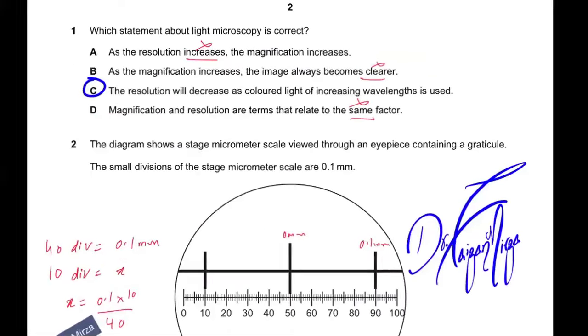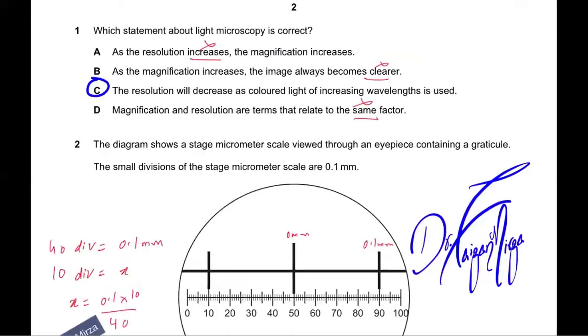Question 1 deals with light microscopy. It's asking which statement about light microscopy is correct. As the resolution increases, the magnification increases. No, there's no such relation there. As the magnification increases, the image always becomes clear. No, the image blurs up. The resolution will decrease. Yes, as increasing wavelength is used, because they have an inverse relationship. Option C is correct. Magnification and resolution are the same terms referring to the same factor.